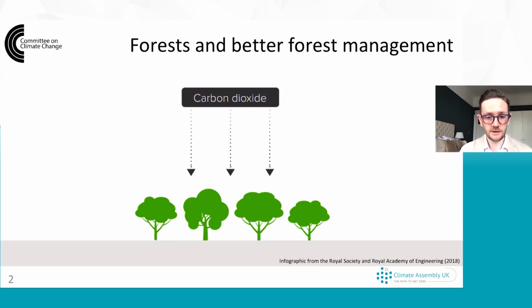Now, we can grow more forests and woodlands, and we can also manage forests better to maximise the amount of carbon they store. So a forester can remove some of the young tree growth to make room for other trees to grow more successfully. And that allows us to increase the overall amount of carbon that's stored in that forest. Moving on to slide 3.